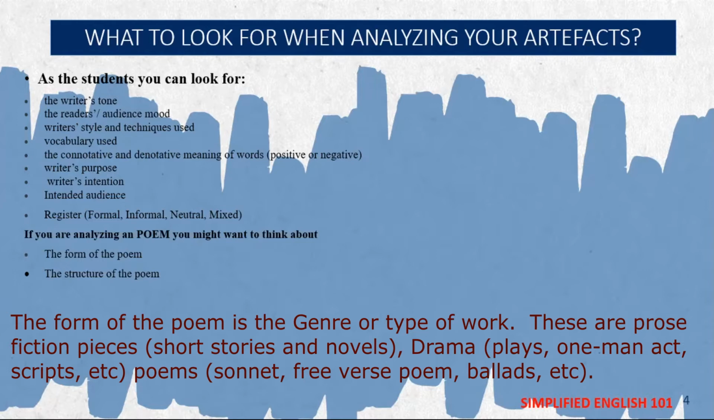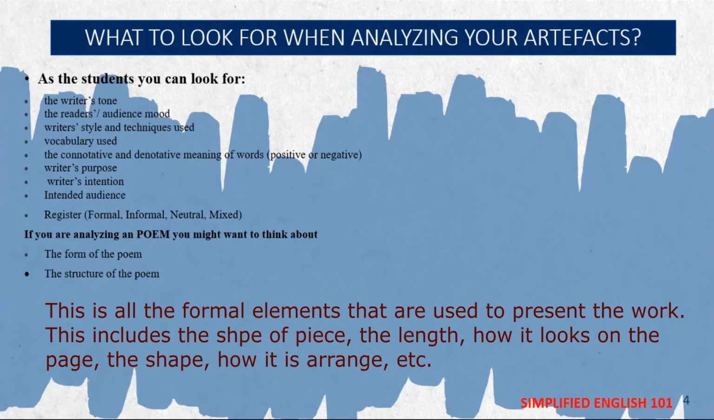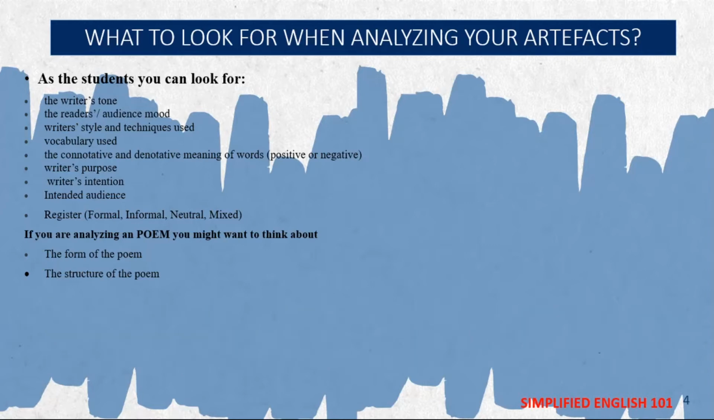For example, prose fiction is a genre of literature. Under this, we have short stories and novels and novellas, etc. Genres of poetry are sonnets, free verse, ballads, and the list goes on. The structure of the poem, however, is the shape of the poem. You know, how the poem looks on the paper, how the short story is presented, how the novel, the plot structure, and all of that is presented in the book or the poem or on the piece. So the form looks at the genre type and the structure looks at the setup of it.